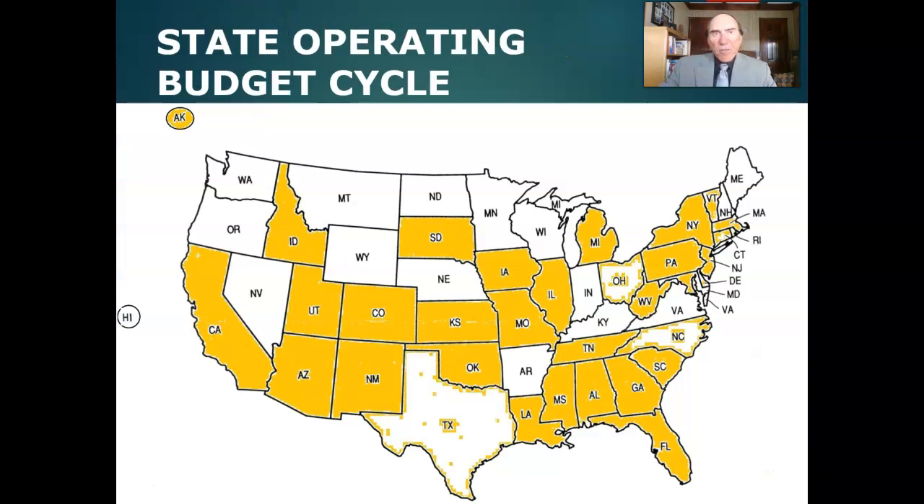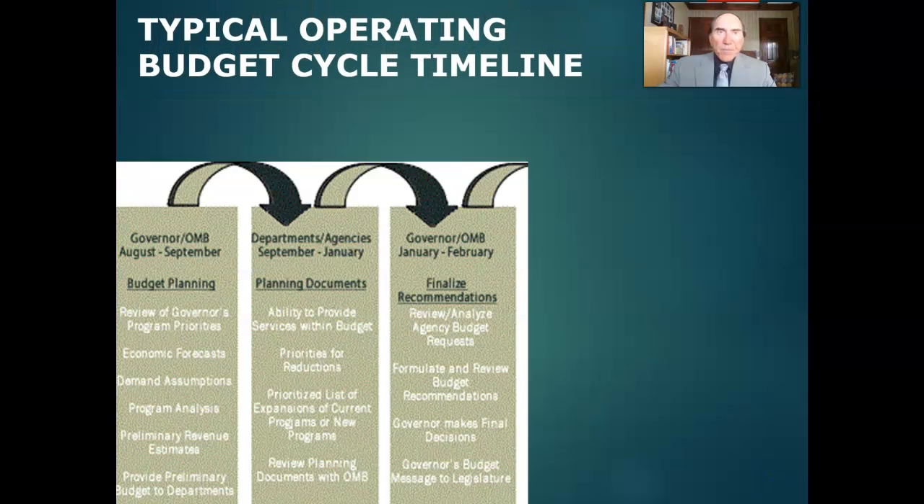30 states and the District of Columbia create their operating budget on an annual cycle, meaning that the budget designates funding for 1 year. The other 20 states, represented in white, implement a biennial budget adopted for a 2-year fiscal period. Because the business or fiscal year begins on July 1st in most states, a budget bill enactment and appropriation must occur prior to that date for spending purposes.